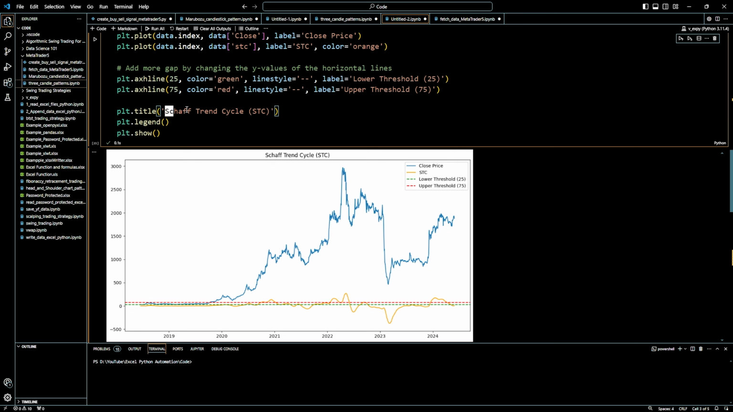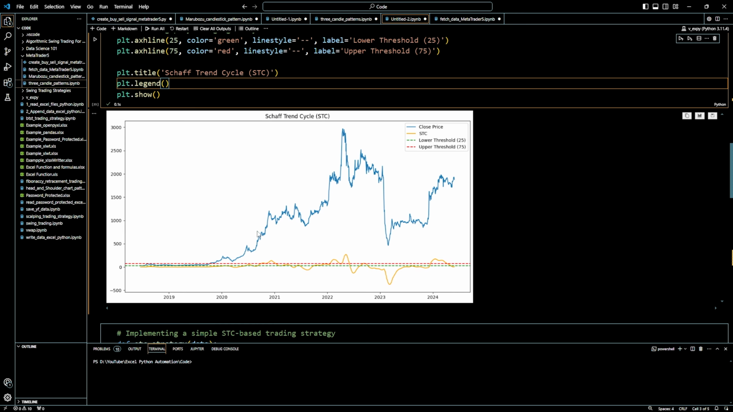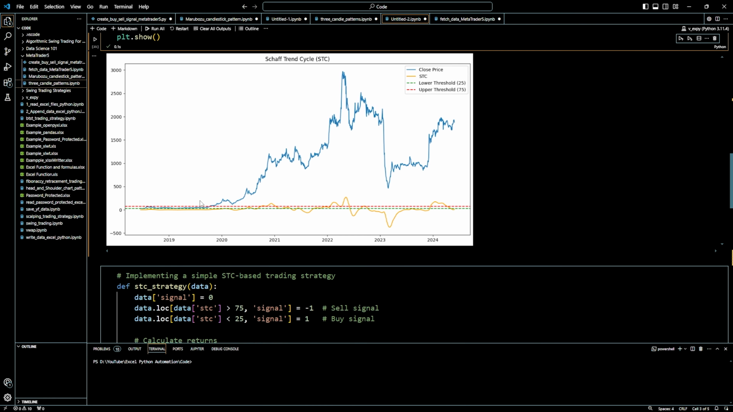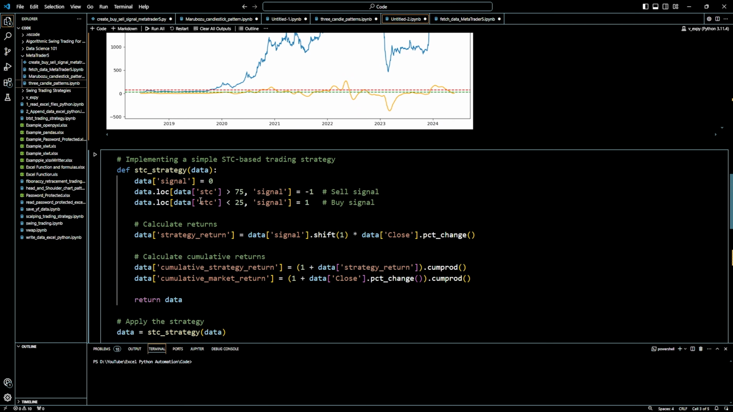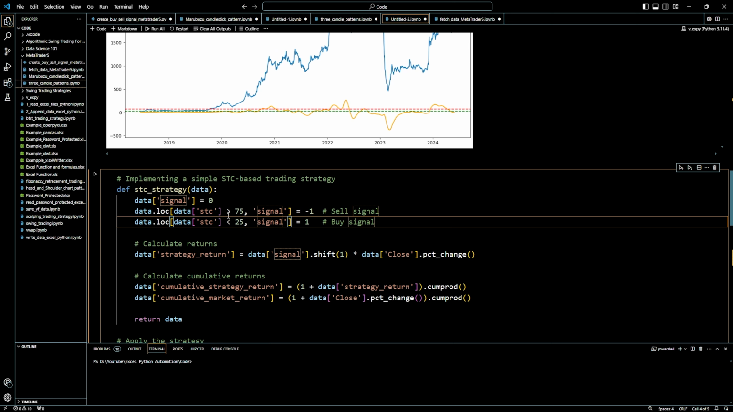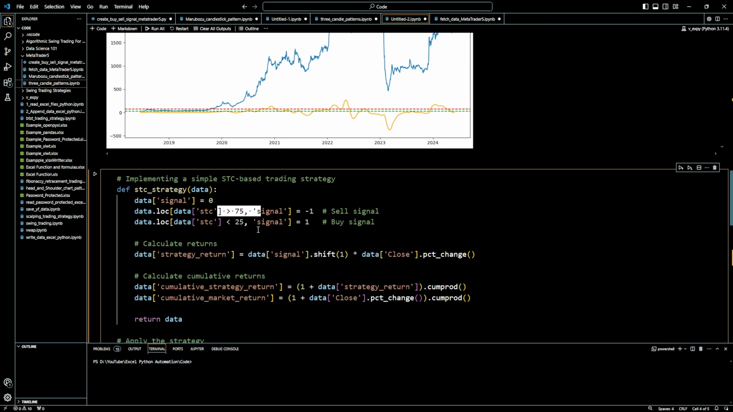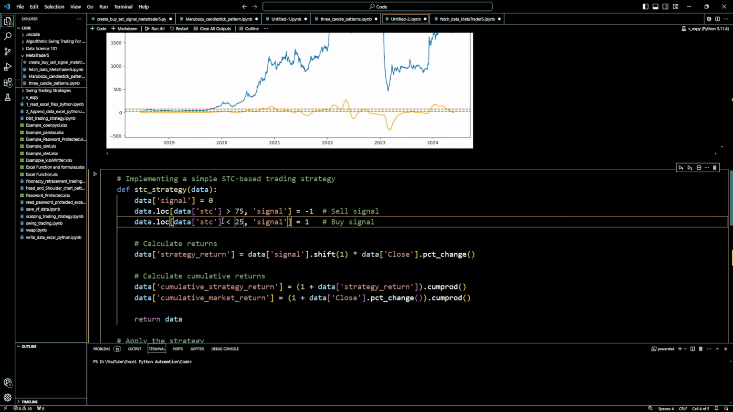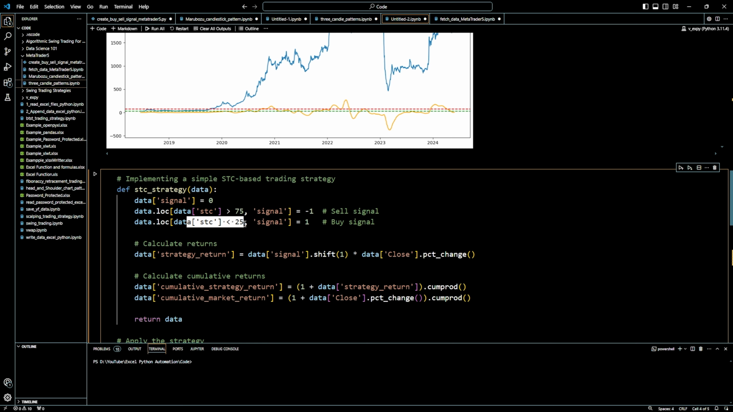And then the title, Schaff Trend Cycle. So this is how the chart will look. This is more to see how the chart will look once we run this Python code, right? And then last but not the least, we are implementing a simple STC based trading strategy. Like I mentioned, whenever the stock goes below 75, we will sell the stock, and if the stock goes above 25, we will buy the stock, or there is a buy signal.